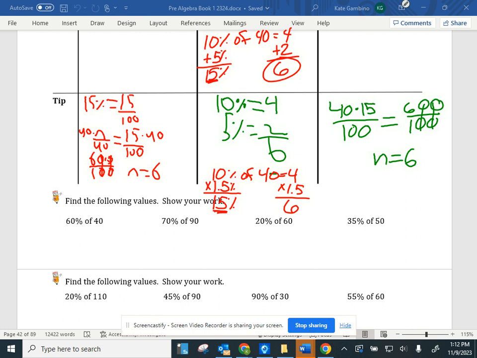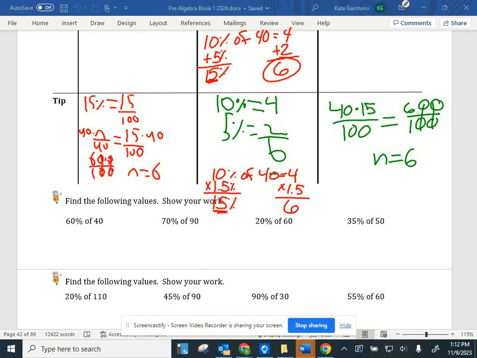Okay, on the bottom, we need to find 60% of 40. Do we have to use a specific way? You're going to look at the 3 methods and pick which method works for you. Different methods work easier for different people. Find the one that you are comfortable with and use it.